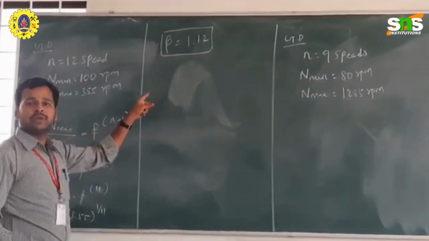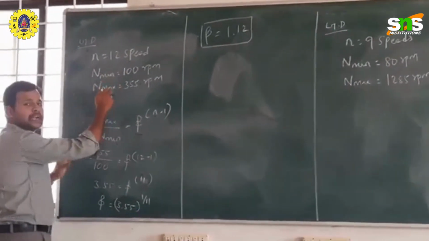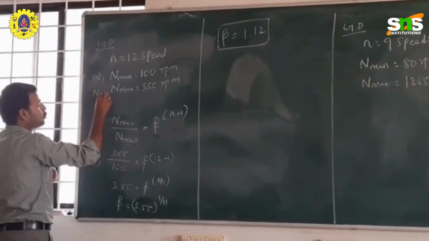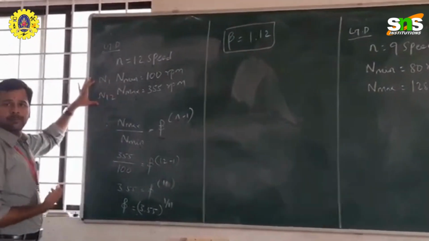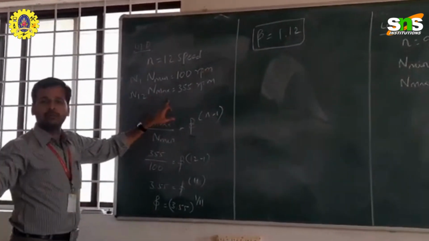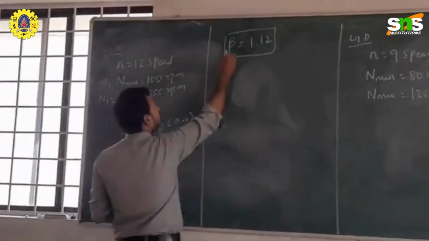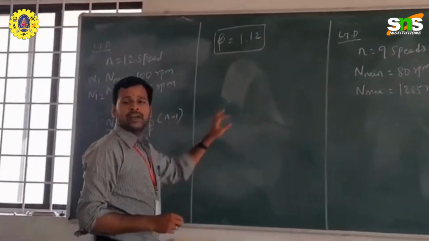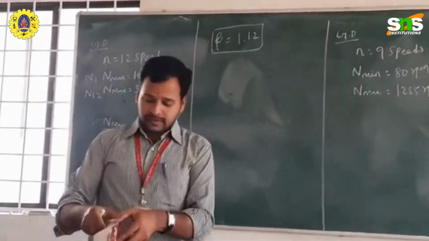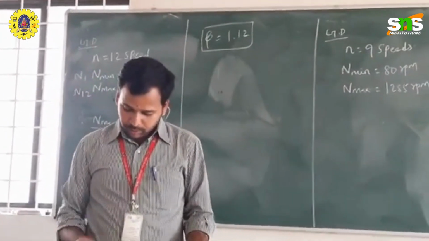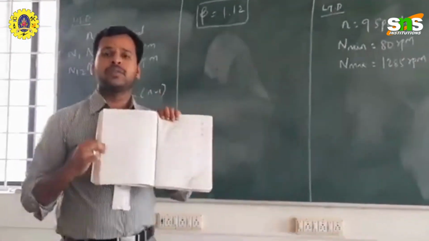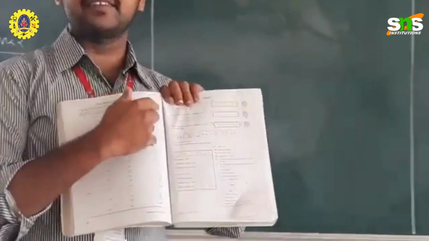Based on the psi value, we know the minimum speed and maximum speed. We can take them as n1 and n12, because only two speeds are given in the problem. We want to calculate the in-between speeds, from n2 up to n11. With the help of the psi value, refer to the standard data book, page number 7.20. Everyone took it? So 7.20, where the number of psi series is available.